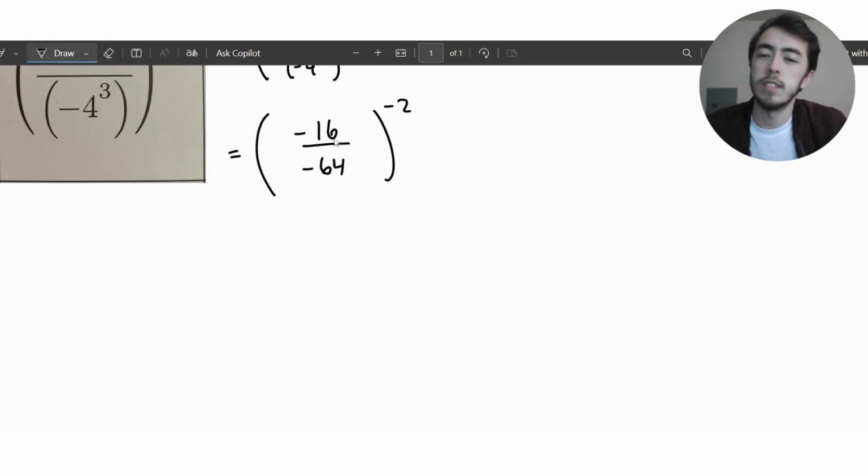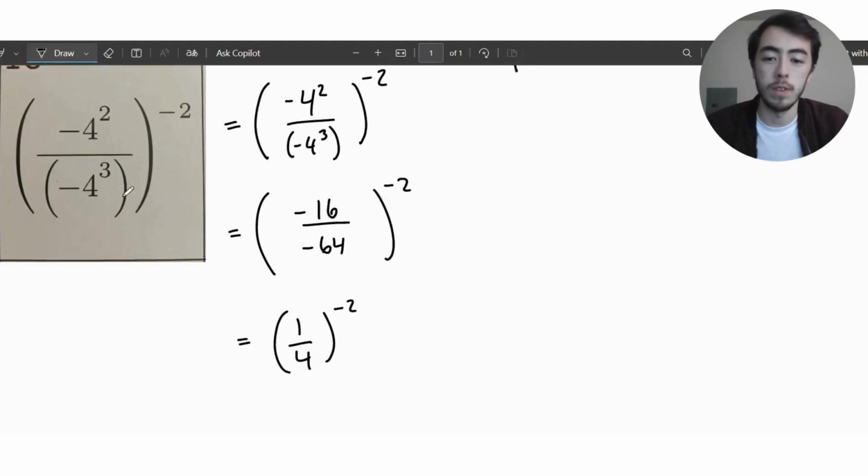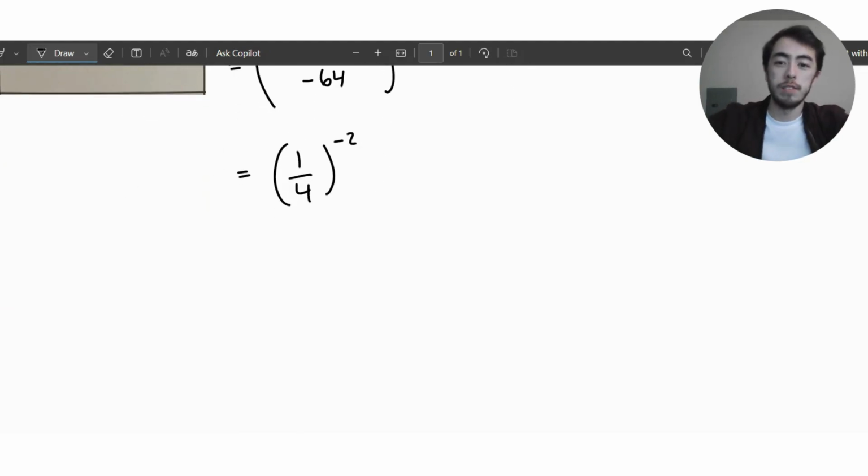And let's see. I guess I could think about this division the other way. Like essentially I'm reducing it down to 1/4. And I know that because 4 goes into 64 16 times. So these negatives cancel, and 16 over 64 is just 1/4. Cool. And I've simplified as much as I can on the inside. I've done all the stuff I needed to with those parentheses. Now all I have is 1/4 to the power of -2.